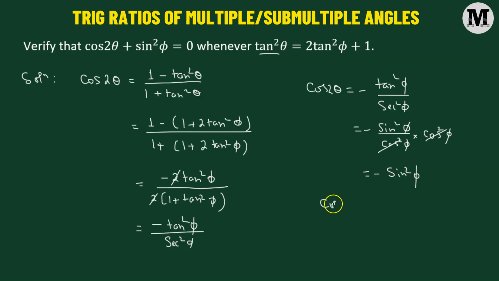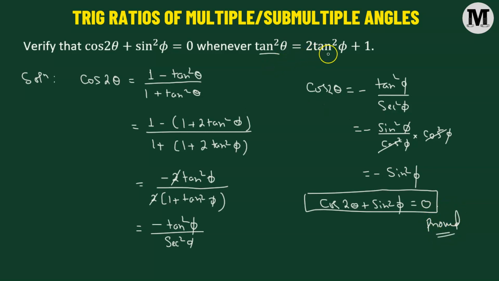And if we write everything, we get cosine of 2 theta added to sine squared phi, so this will be equal to 0. Hence, we have successfully shown that cosine of 2 theta added to sine squared phi will be equal to 0 whenever we have the condition that tangent squared theta is given by 1 plus 2 times tangent squared phi.